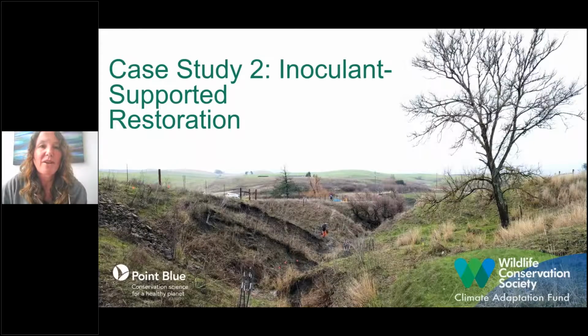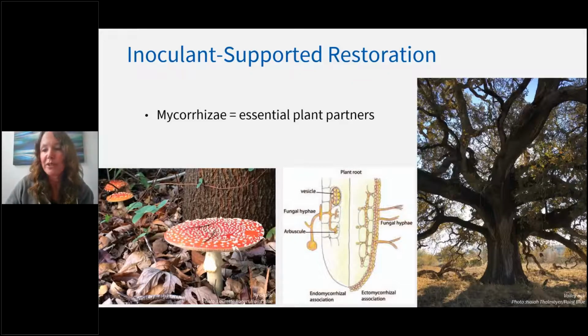The second case study I'll talk about our monitoring approach in today is inoculant-supported restoration. It also takes place in California's arid rangeland ecosystems and primarily on private lands as well. Many of you are probably familiar with mycorrhizal associations, but just in case you're not, mycorrhizae are important plant partners. They're fungal soil partners in the roots that help plants access essential nutrients in exchange for carbon. And really importantly, these fungal partners, especially that are associated with woody species, consist of a type of mycorrhizae called ectomycorrhizae that associate with the outside plant roots.